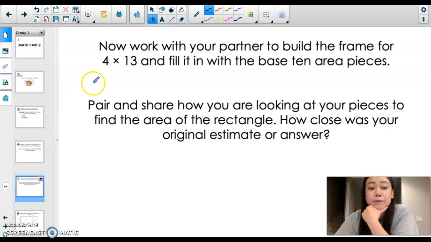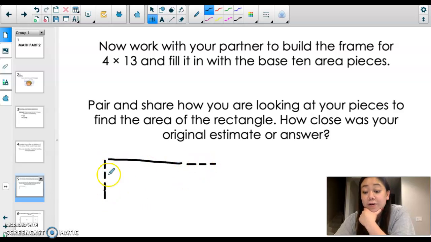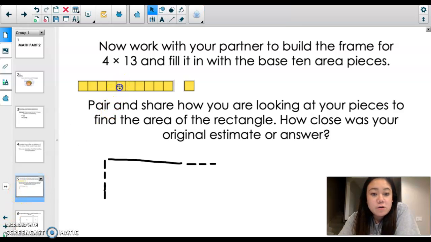And now I would like you to build 4 by 13. So that means this way it has to be 4, and then this way it has to be 13. Okay? These are called dimensions. They're the size. Okay? Once you've built the dimensions, I would like you to fill it in for me. So go ahead and do that. All right, so your array should look something like this.